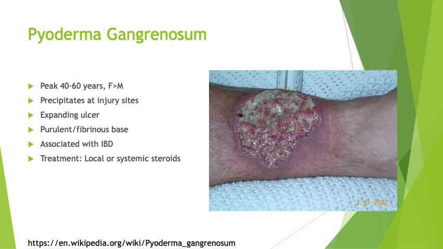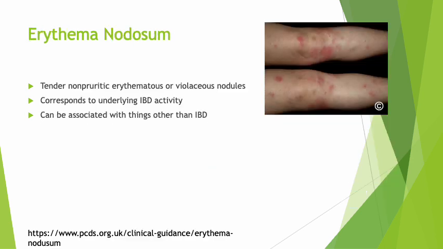It's going to be associated with a site that may have had a history of being injured at that location, and you'll have an expanding ulcer. It'll be very painful, and you'll have a purulent or fibrinous base, and the treatment is going to be local or systemic steroids. Meanwhile, for erythema nodosum, this is actually not specific. It can be associated with many things other than IBD.